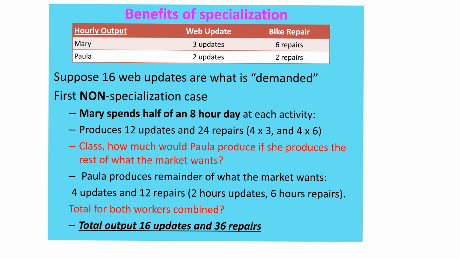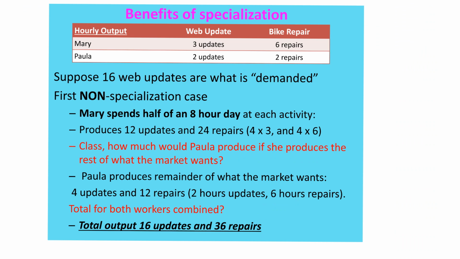And so we'll just take the idea that the market wants to buy 16 web updates per day. And then we're going to illustrate the benefits of specialization. So first, let's take a non-specialized case. And this is often what we'll do in this class, is to demonstrate something, we'll show the opposite, the converse. So we'll start out with the non-specialization case.